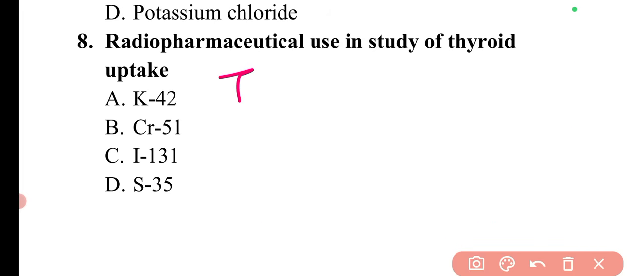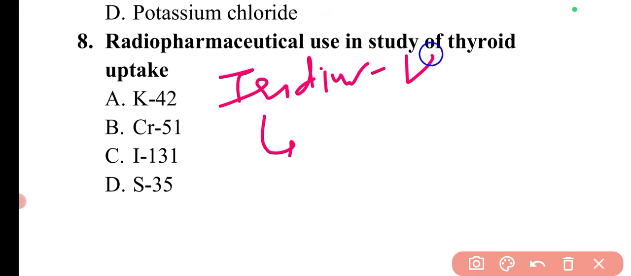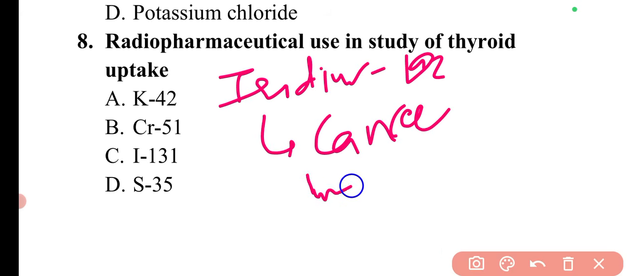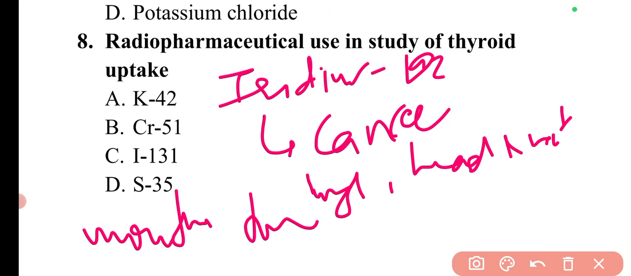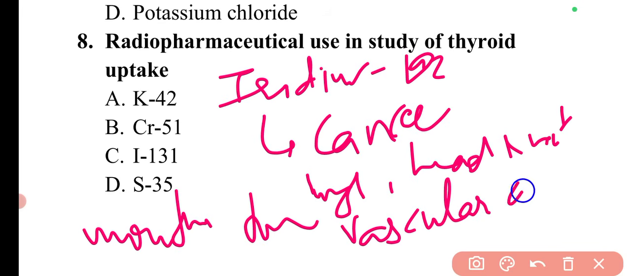Then there is a compound iridium, iridium 192. This is used in cancer treatment, including lungs, head and neck, you can say mouth cancer, then tongue and throat cancer, and also it is used in the treatment of vascular constriction.